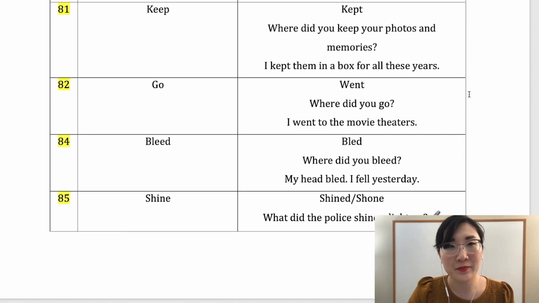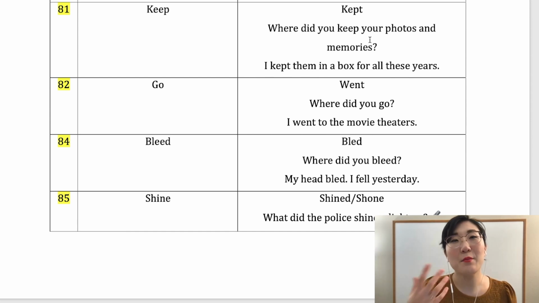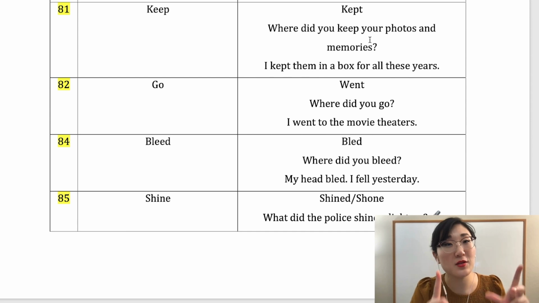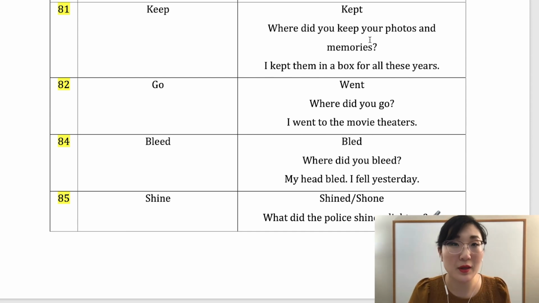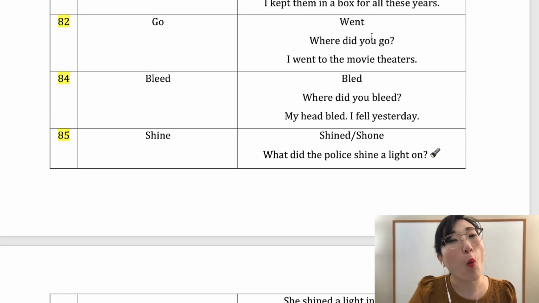All right. Keep, kept. Where did you keep your photos and memories? I kept them in a box for all these years. Many people take photos because they want to keep these memories. They don't want to lose them. Go. Went. Where did you go? I went to the movie theaters.